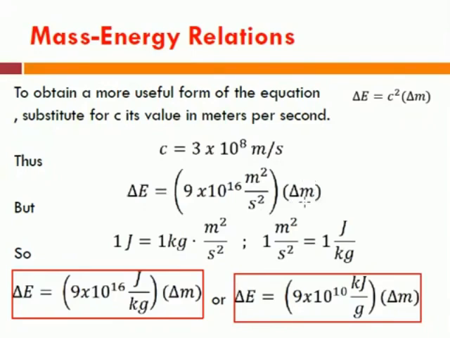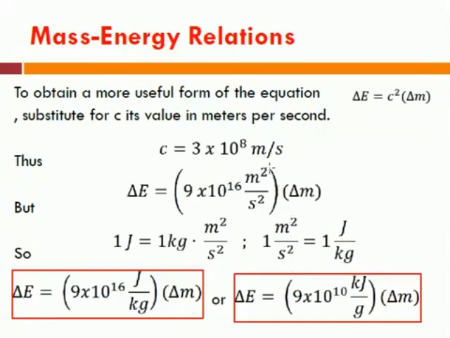Then we have delta m here. The unit of energy is joule, so we have 1 joule. If we use this formula, the unit of mass is in kilograms, so we have 1 kilogram. And then for c squared, we have meter squared per second squared. If we divide both sides by kilogram, the kilogram cancels out. So we have 1 joule per kilogram equal to 1 meter squared per second squared.